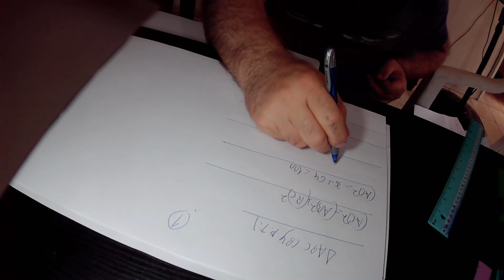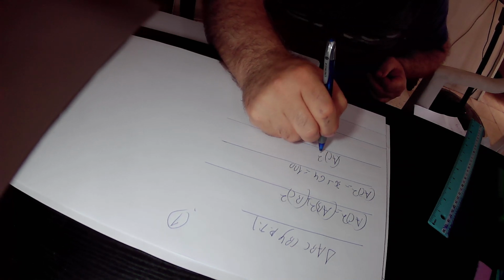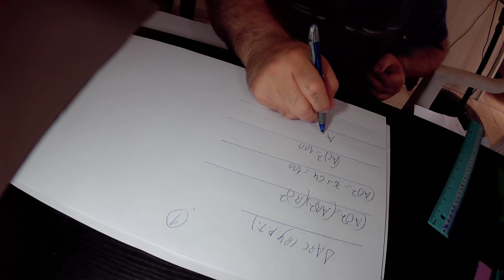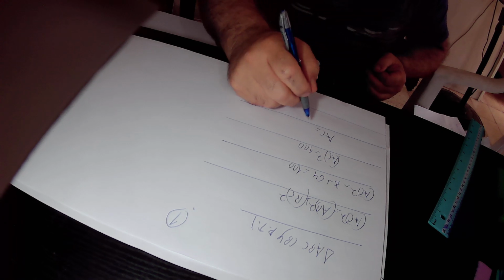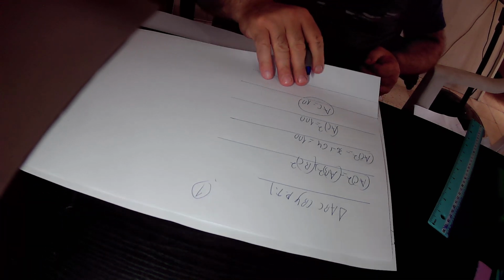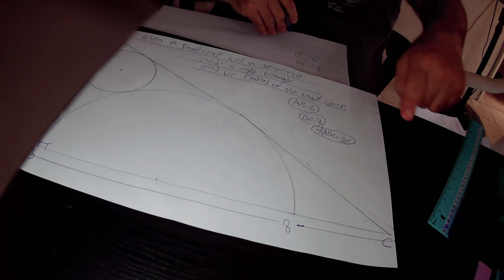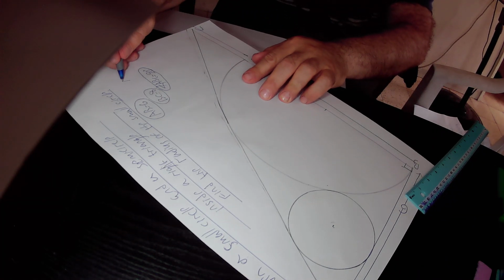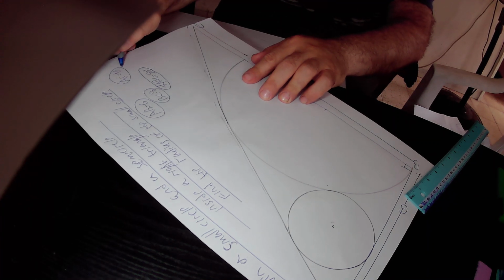So AC square equals 100. We take the square root of this equation and finally find out that AC equals the square root of 100, that is 10. So actually the length of the hypotenuse AC is 10 units, so write it down. AC equals 10 units in its length.